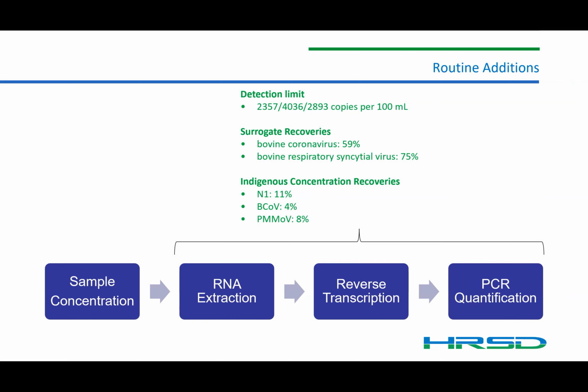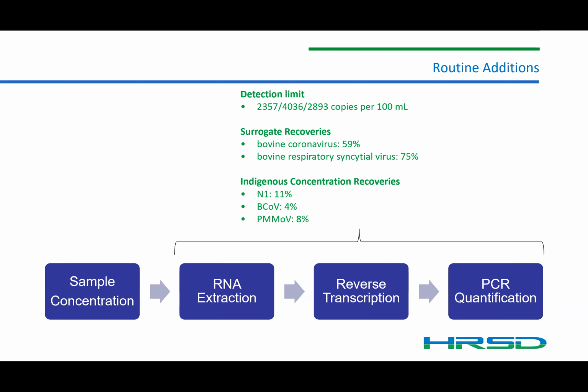Our total nucleic acid extraction instrument allows us to extract up to 2 mils of sample. So we process 2 mils, which does bump up our detection limit from approximately 50 copies per 100 mil for 100 mil samples to about 10 to the third copies per 100 mil. But we are benefiting in better recovery. As you can see, our bovine coronavirus recovery of just a 2 mil sample is about 60% on average, and for BRSV is about 75%.